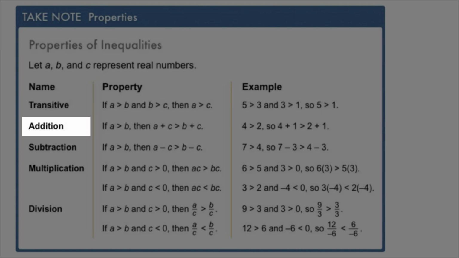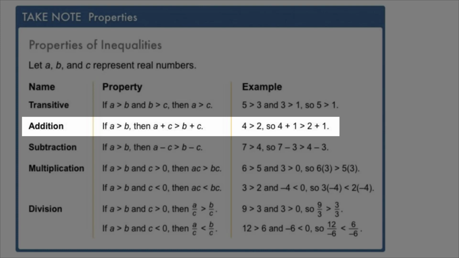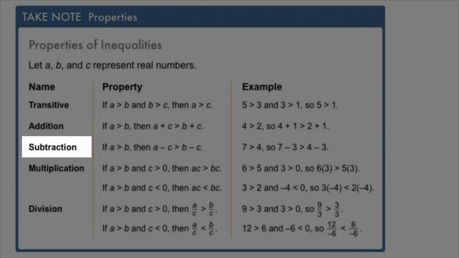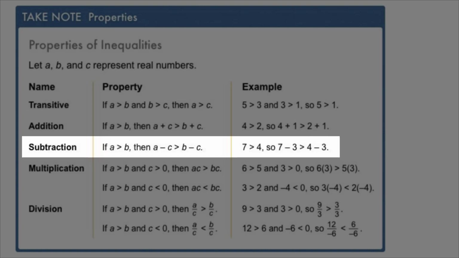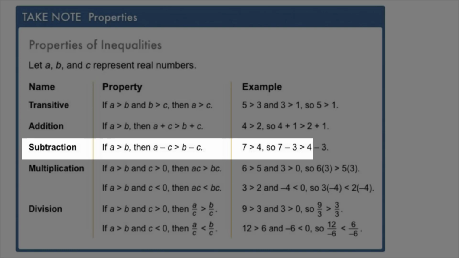The addition property of inequality. If A is greater than B, then A plus C is greater than B plus C. An example, 4 is greater than 2, so 4 plus 1 is greater than 2 plus 1. The subtraction property of inequality. If A is greater than B, then A minus C is greater than B minus C. For example, 7 is greater than 4, so 7 minus 3 is greater than 4 minus 3.